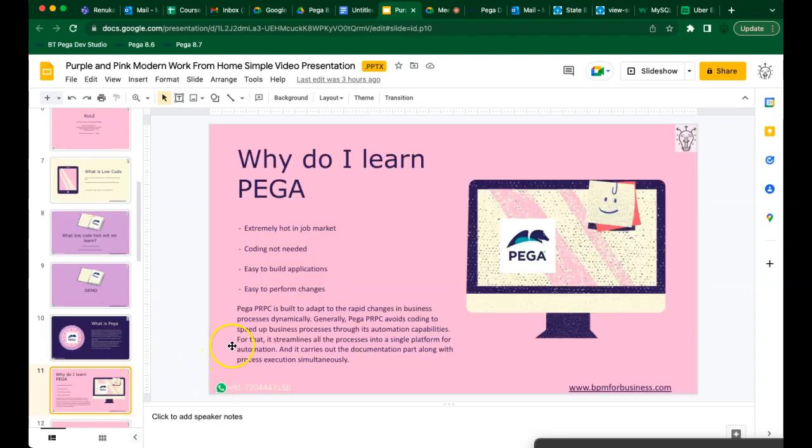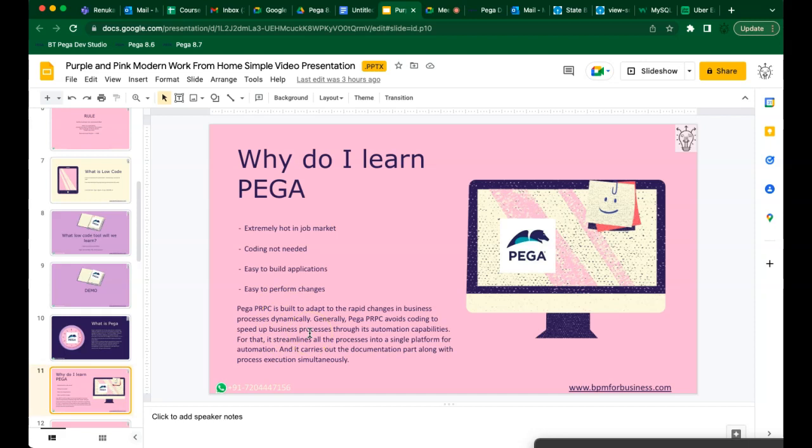Like I said, why do you have to learn it? Extremely hard in today's job market. Coding is not needed, easy to build applications and easy to perform changes. Any change you want to do, you can easily do it, and it's very easily adaptable for dynamically changing processes, right? What do I mean by saying dynamically changing processes?